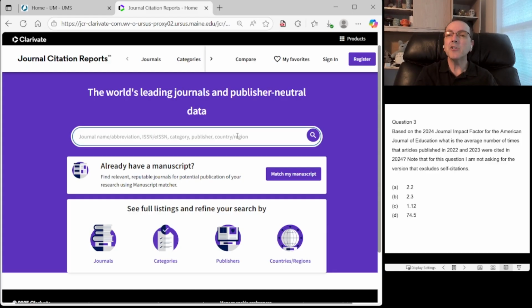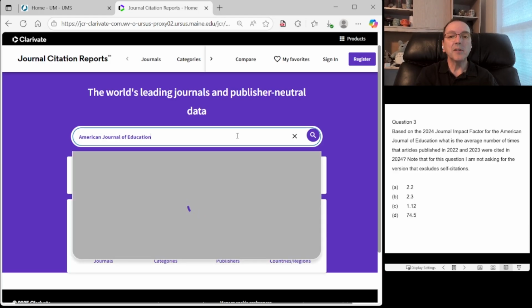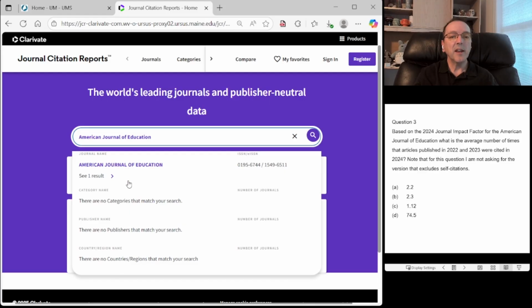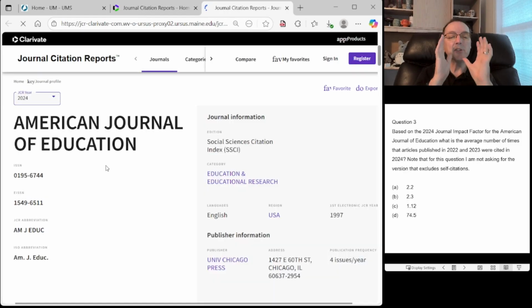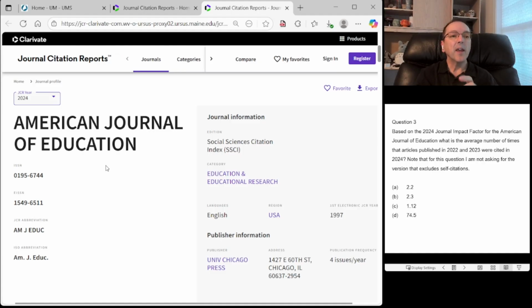I'm going to enter a journal that we're going to be using for this assignment, the American Journal of Education. And notice it's already searching for it. There it is. And it found one result. So I'm going to click on that. It's taking us to their page in Journal Citation Reports. And here we see the name of the journal. It says JCR year, that's just Journal Citation Reports, and the year that this data is based on. It's based on data from 2024. Okay, that we're going to be looking at.